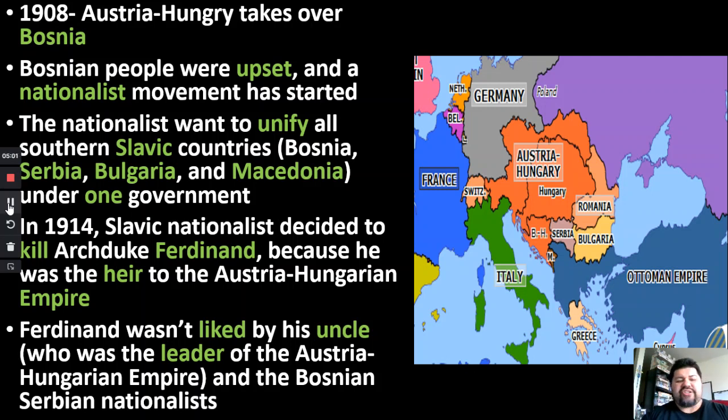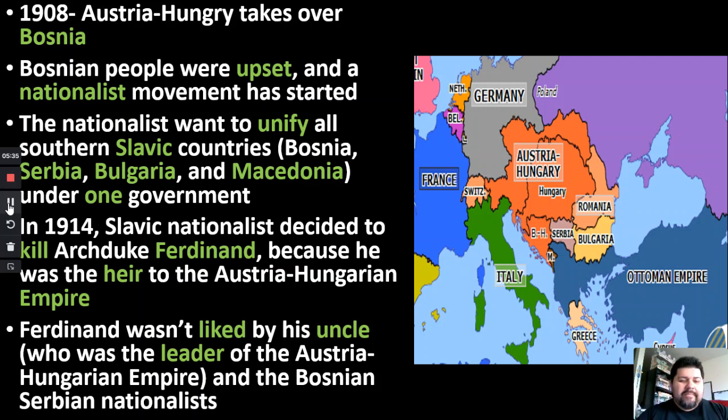So in 1914, these Slavic nationalists decided, you know what we should do? We should kill Archduke Ferdinand. Now, why kill Archduke Ferdinand? Why not kill the Austrian-Hungary leader? Because the thing is, Archduke Ferdinand is the heir of the Austrian Hungarian Empire. He's the next in line. So they're like, why kill the king when the king's on his way out? Might as well kill the prince.